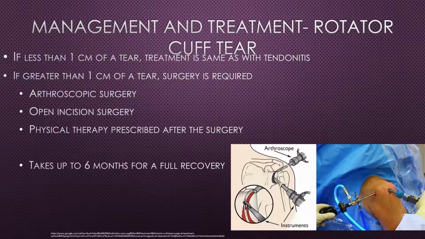Management and treatment for a rotator cuff tear. If the tear is less than 1 centimeter, the treatment would be the same as with rotator cuff tendonitis. If the tear is greater than 1 centimeter, then surgery is required. There are 2 different surgical routes that can be taken for a rotator cuff tear, the arthroscopic surgery and open incision surgery. Physical therapy will be prescribed after surgery. It takes up to 6 months for a full recovery.